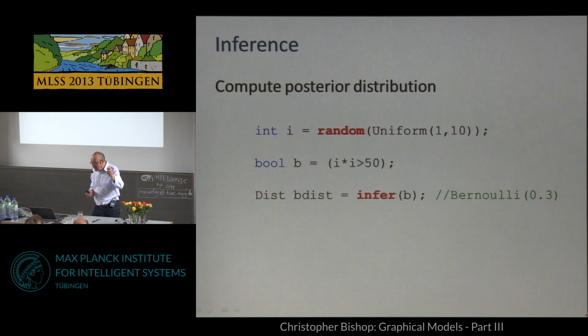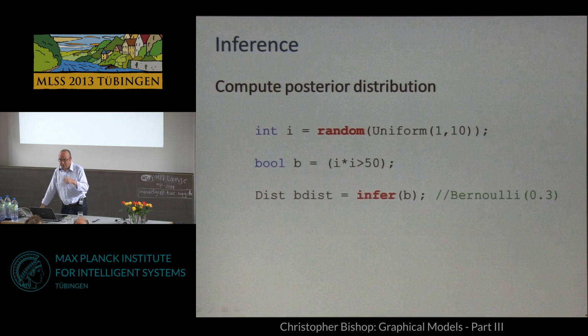I can take any value 1 to 10 with equal probability. We then compute a Boolean variable b. So b is true if i squared is greater than 50. So 7 sevens are 49, which is less than 50. So the numbers 1 to 7 will return false, and then 8, 9, and 10 will return true. So 3 out of the 10 numbers will return true, and 7 out of the 10 will return false.